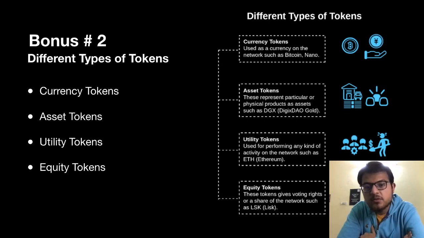They are represented using physical products as assets, such as DGX, DAO Gold, or utility tokens used for performing any kind of activity with the networks, such as Ethereum, or equity tokens. These tokens give us voting rights as shares of networks, such as LSK. So these are the ideas where voting can be done using blockchain.